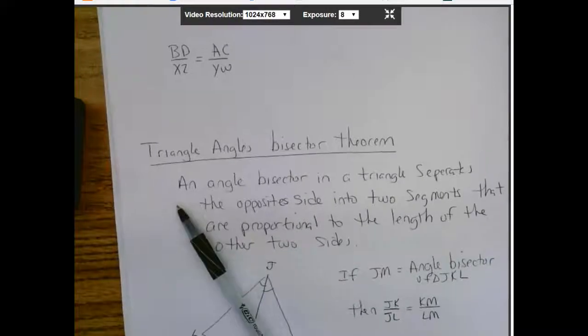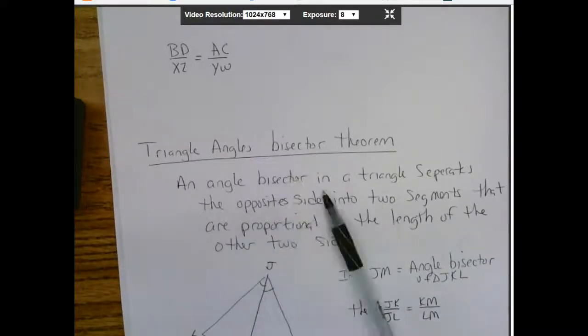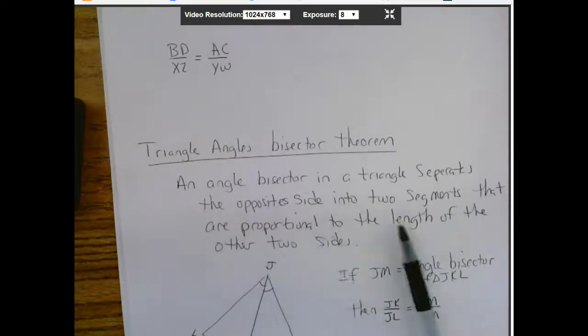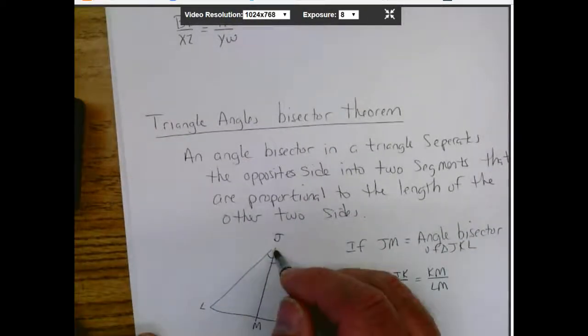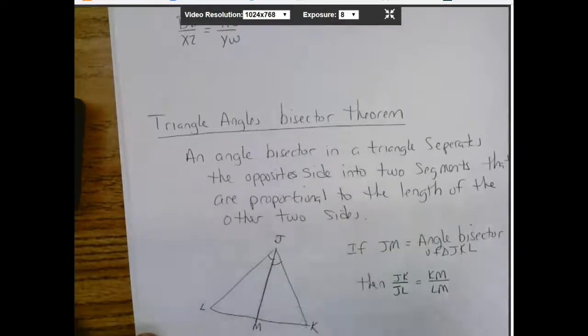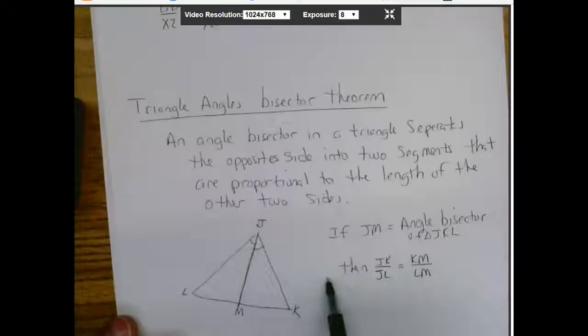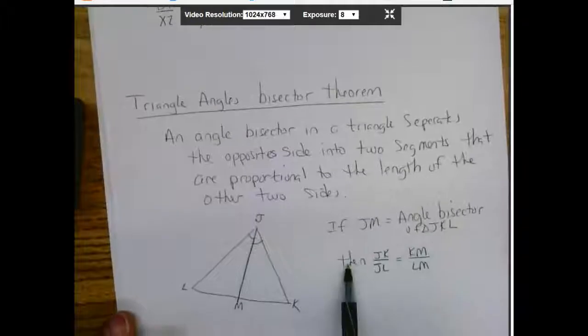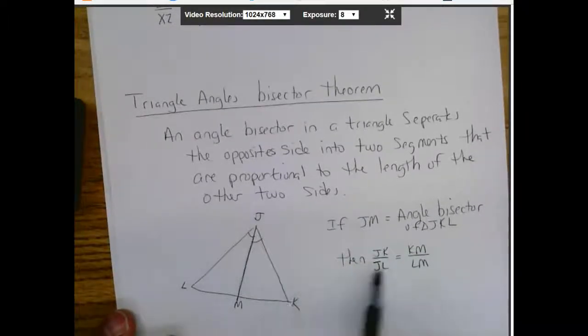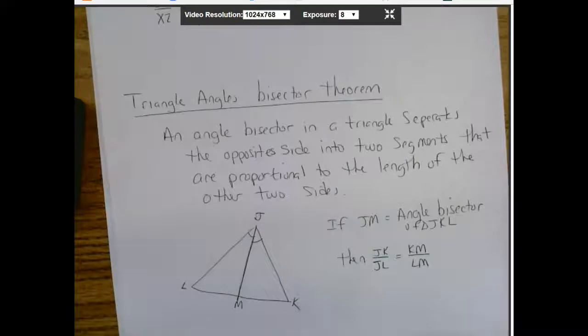So the general idea is that an angle bisector in a triangle separates the opposite side into two segments that are proportional to the lengths of the other two sides. Okay, so if we have an angle bisector right here, this JM, then if JM is an angle bisector of angle JKL, we can realize that JK over JL will be equal to KM over LM. So the ratio between these two sides will be equal to the ratio between those two sides.